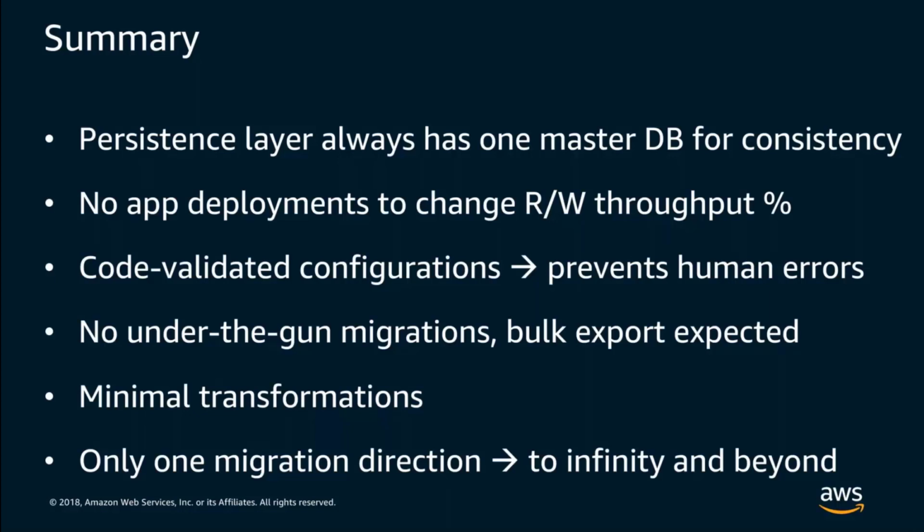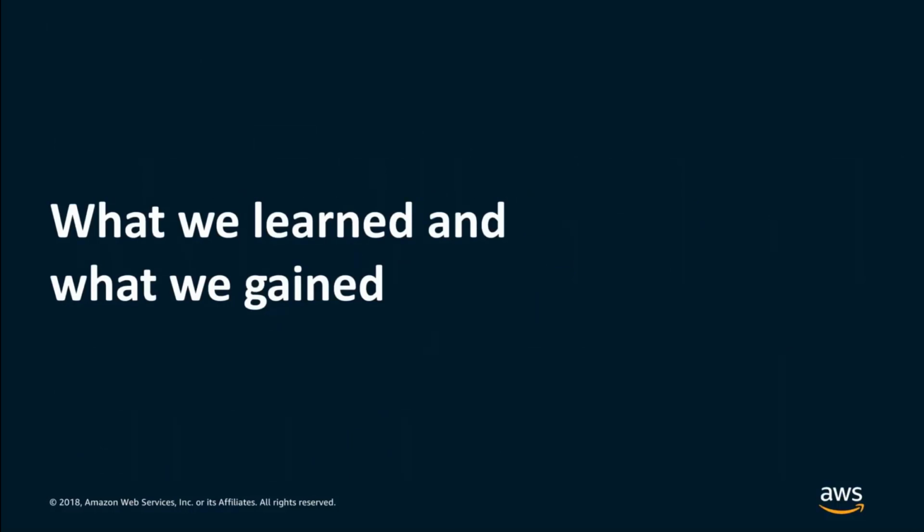So what we've seen is that there's no under-the-gun migrations. We expect a bulk export. We don't have to do it all in a 2-hour maintenance window. And that's really where it can come back and bite you. So you want to be able to do it on your own time. And as I explained previously, we only have one migration direction to infinity and beyond. So you can really only move forward in this, and it gets more complex if you want to be able to move forward and backward.